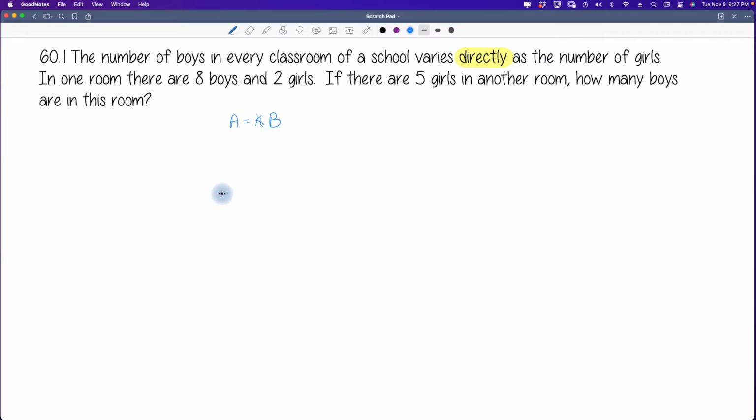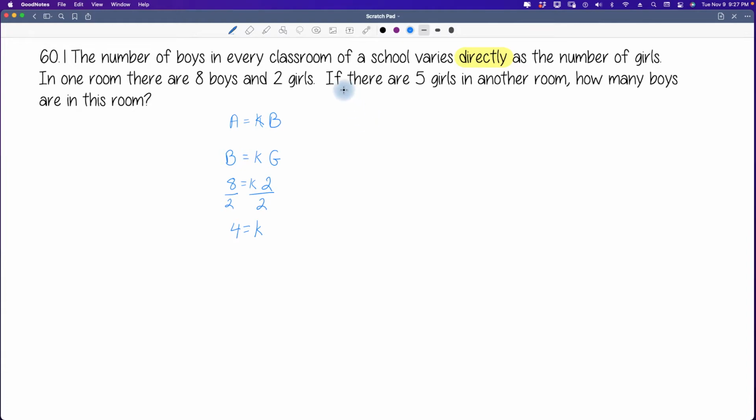So it looks like our A here is going to be boys, and then we're going to have girls. So B equals K times G. So in one room there are 8 boys and 2 girls. We know these are factors, so we can divide by 2 on both sides, and we can find that K is equal to 4 for this problem.